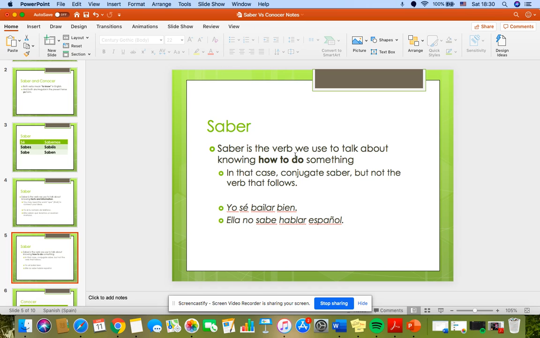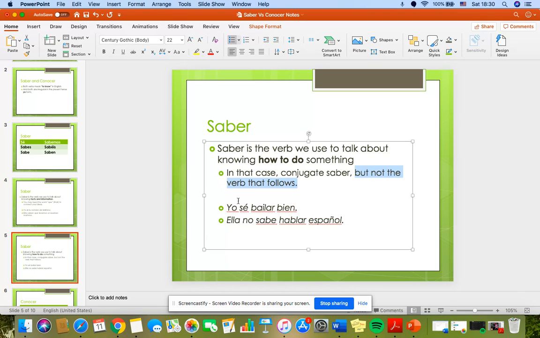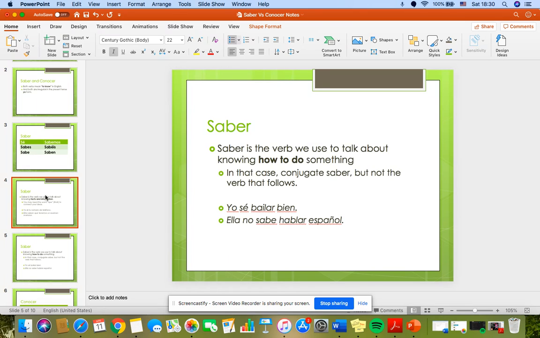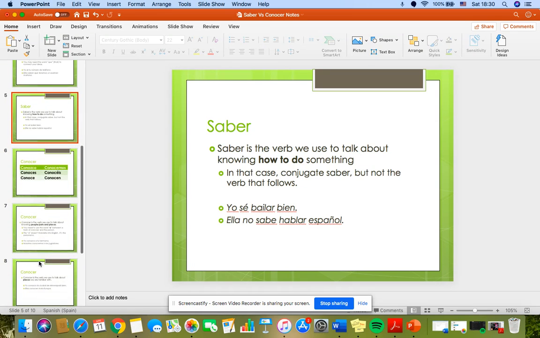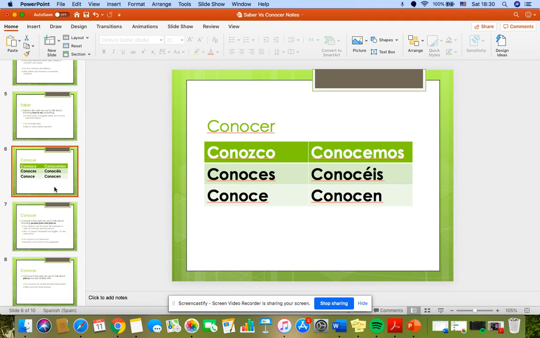Saber is also the verb we use to say if we know how to do something. So in that case, we just conjugate the verb. But if we're saying we know how to do something, we do not conjugate the verb that follows saber. Examples. Yo sé bailar bien. I know how to dance well. Ella no sabe hablar español. She does not know how to speak Spanish. So we've got our verb saber for facts and information, and we also use it for how to do something. So let me come to conocer.